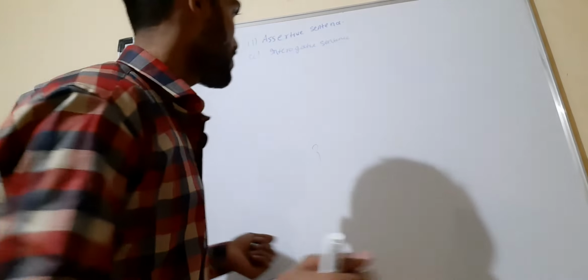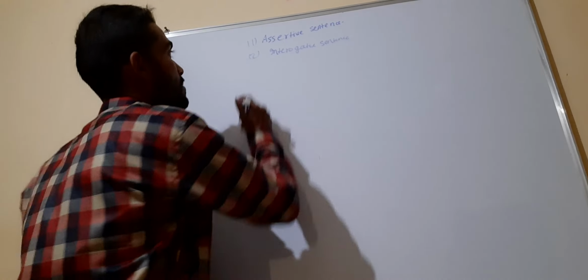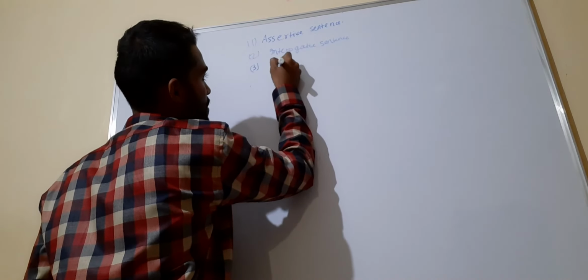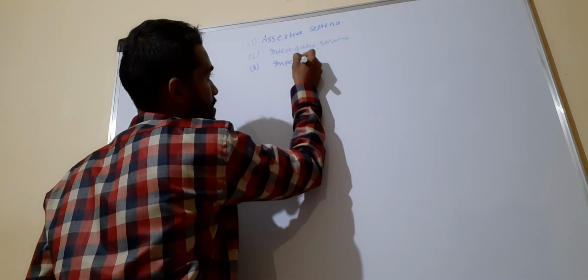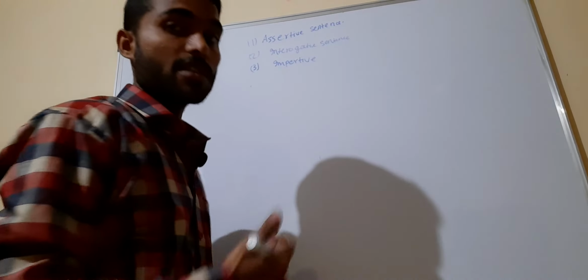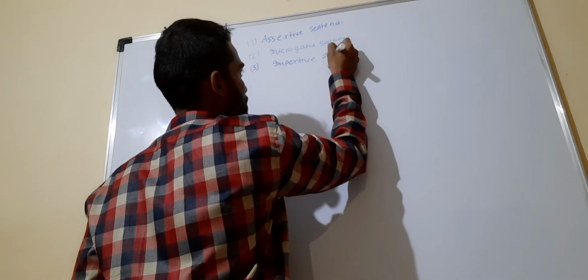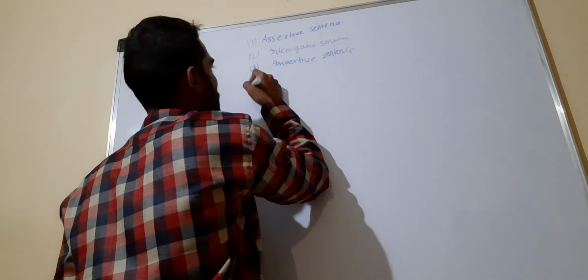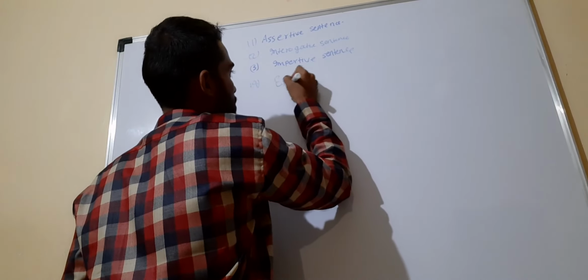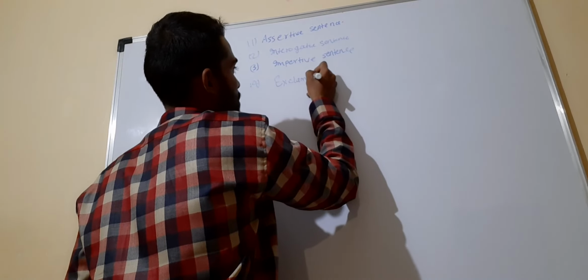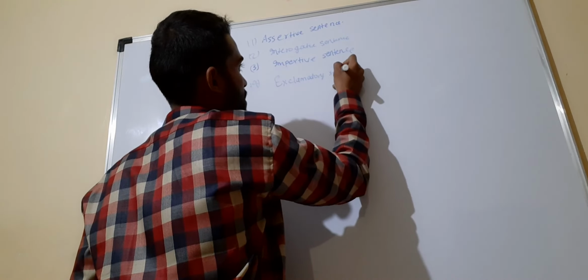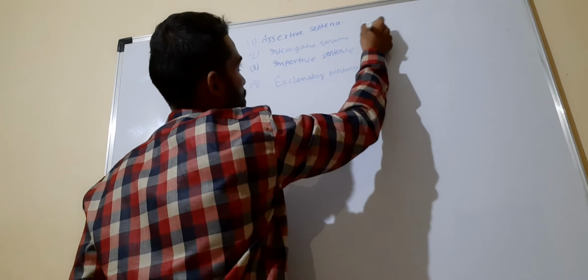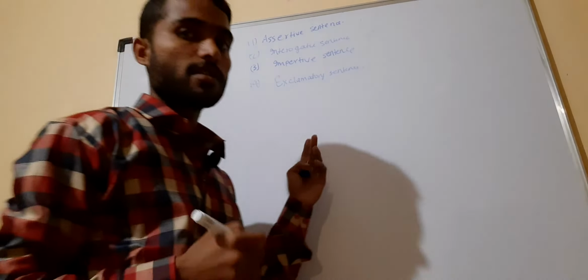Okay, so next is our imperative sentence, which I will talk about later in much detail and with examples. So don't worry about imperative sentences. And after that you have your exclamative sentences. So, assertive sentence, then interrogative sentence, then imperative sentence, and then exclamative sentence.